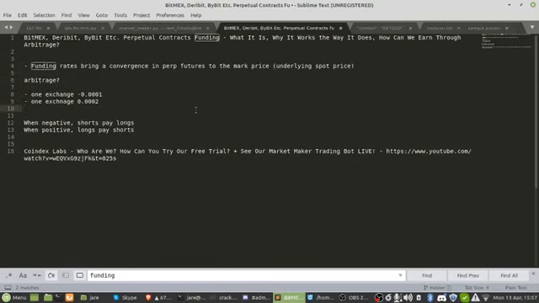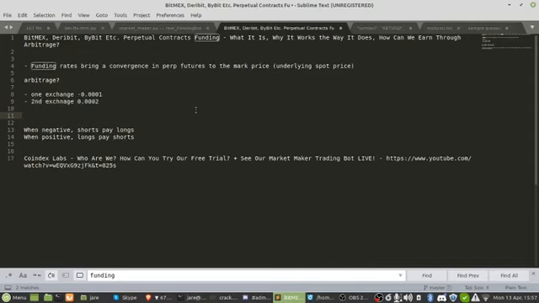Well, in this case, we can see that if we were to take a long position on the first exchange and a short position on the second exchange, both of them would be earning, and one would be earning twice as much. So the difference in those is this much. So we'd be earning this much percent on an 8-hour period on most of these exchanges.